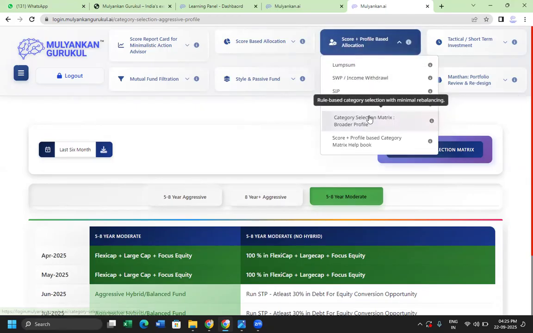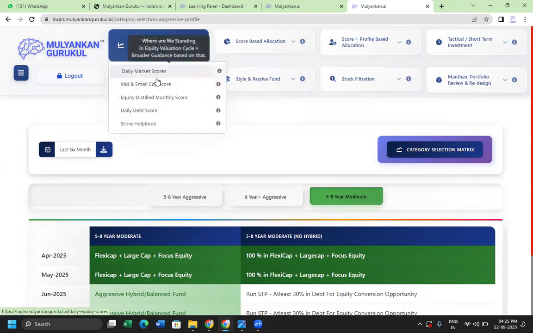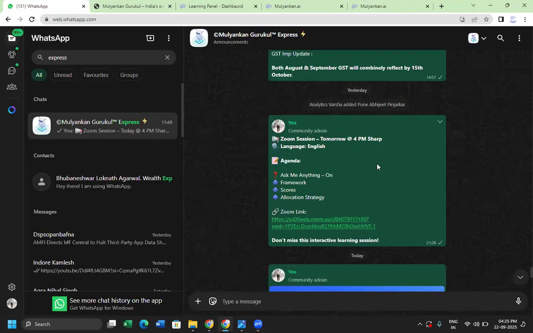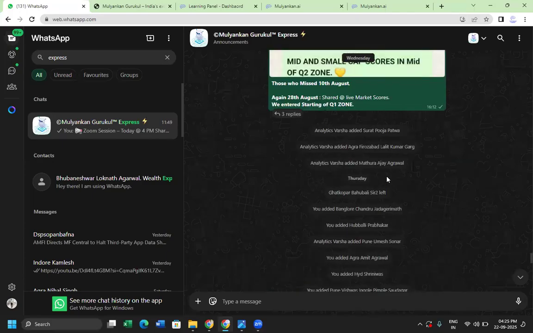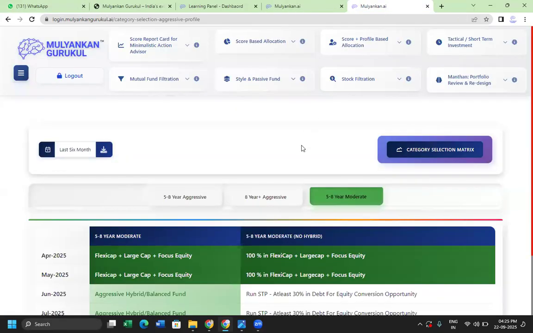This is a monthly which gets updated. This is a daily which gets updated. In the Express community it gets updated on live market if anything happens suddenly. Is that clear, sir? Yes, absolutely.